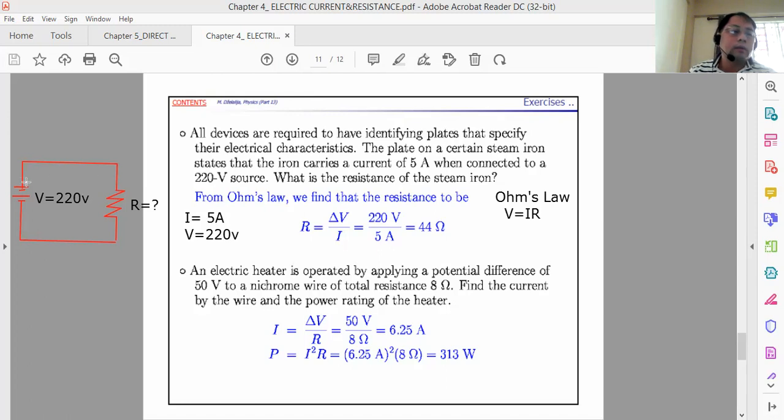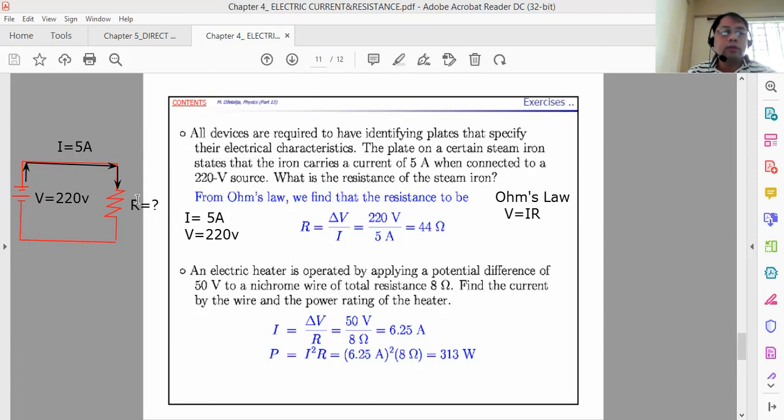Current will travel from the positive side and will now go into your resistor. We label the current, by the way, as I. And the current there is 5 amperes. So there's a current that goes around our circuit.